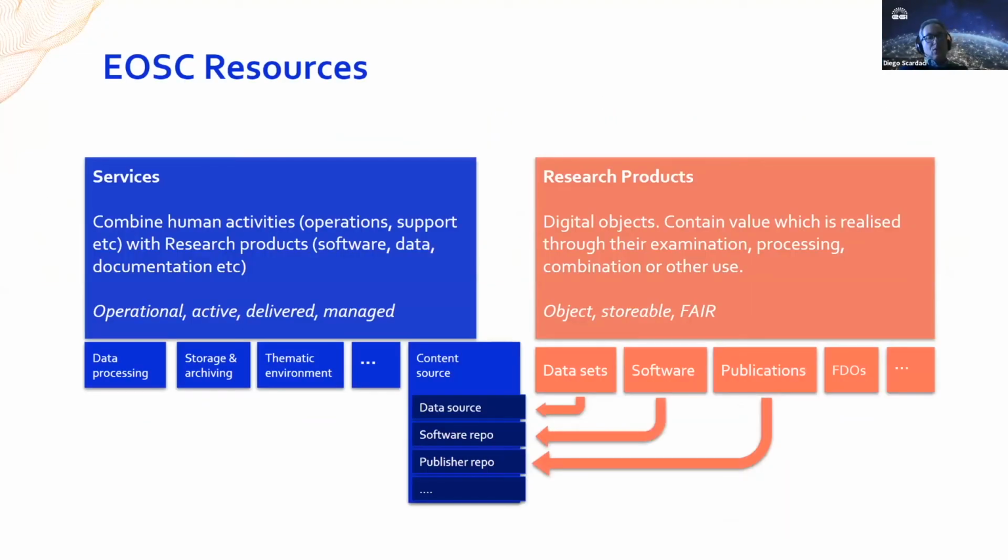Now, let me give you a bit more information about what we intend with EOSC resources. An EOSC resource is everything that can be delivered to EOSC. It can be a service, something that combines human activities like operation support and so on with the technology. Examples can be a data processing service, a storage archiving system, a thematic environment. A resource can also be a research product, so digital objects: a dataset identified with a PID, some software, a publication, and so on.